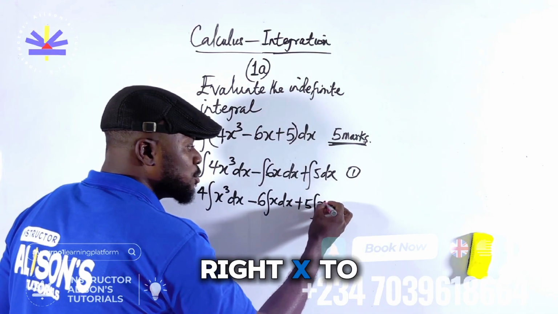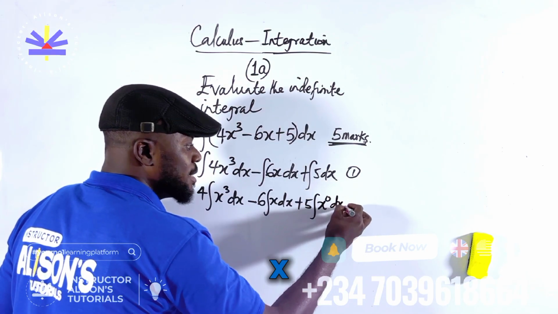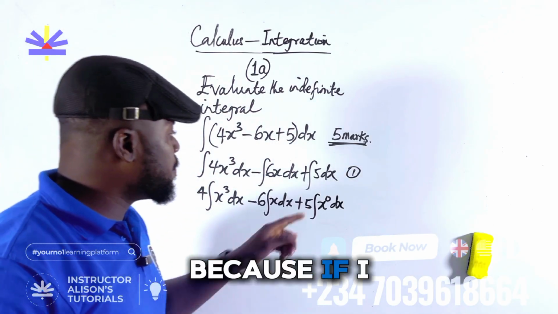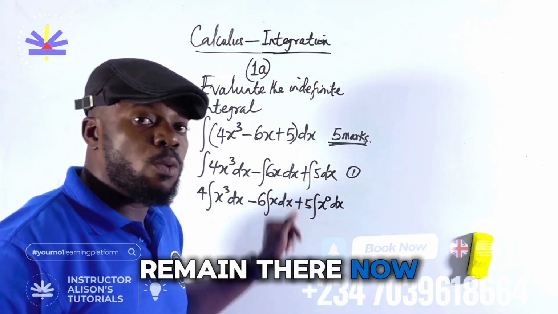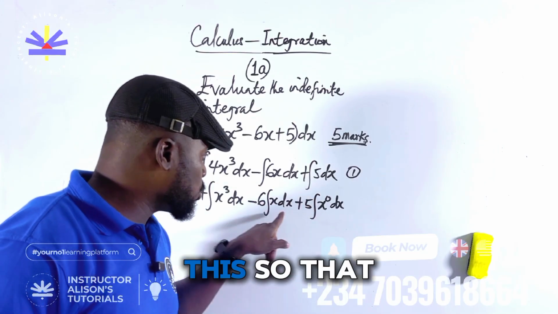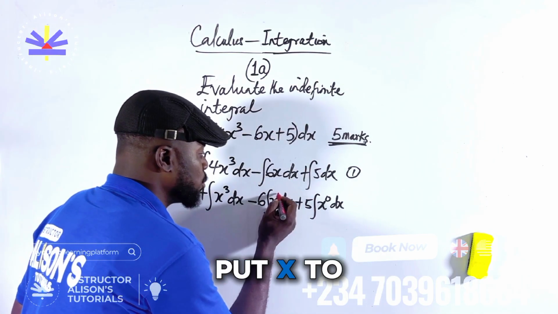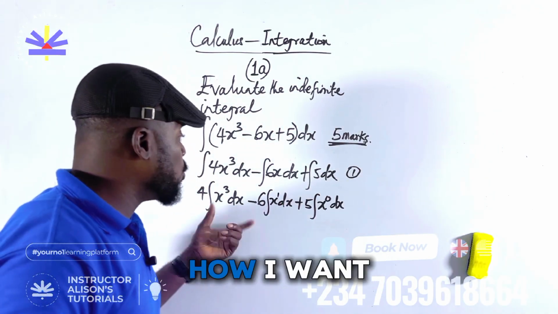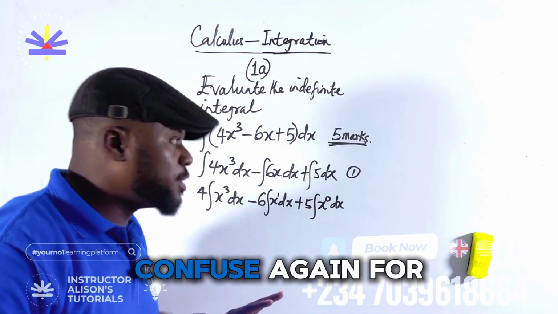If I fit write x to the power of 0 dx, now the same thing. Why? Because if I come up 5 here, which is the remainder now 1, and x raised to the power of 0 now still 1. And why I put them like this, so that you go see the connection. If you even put x to the power of 1 here, make you see the connection, how I want to use that formula, carry and do them. You no go confused again for integration.